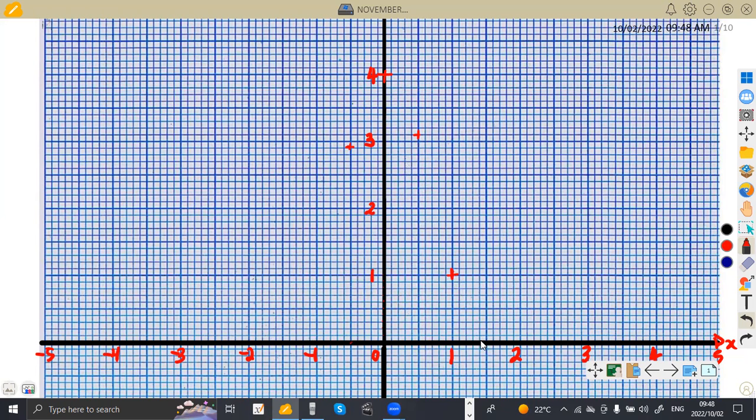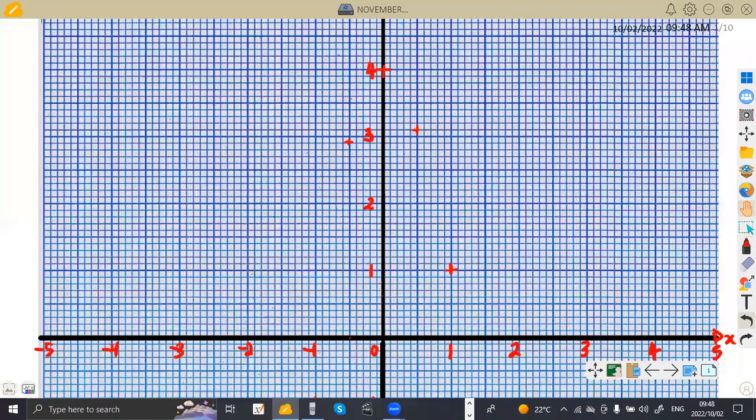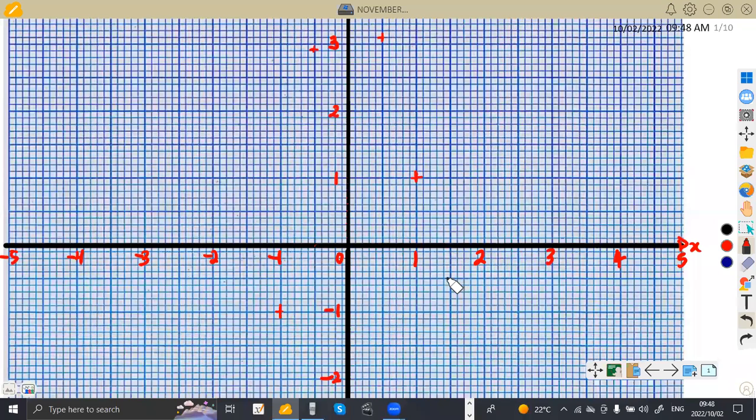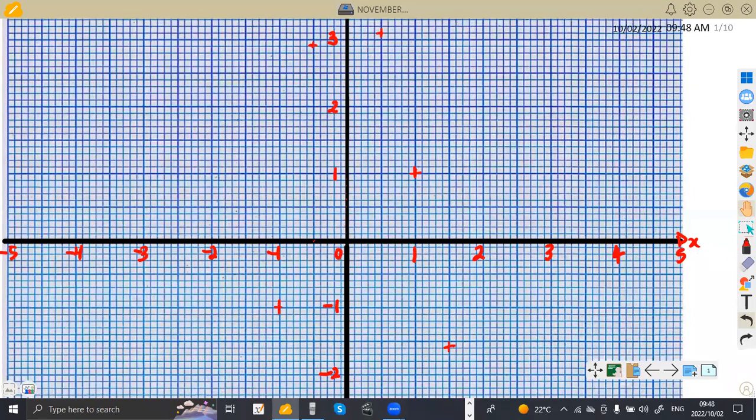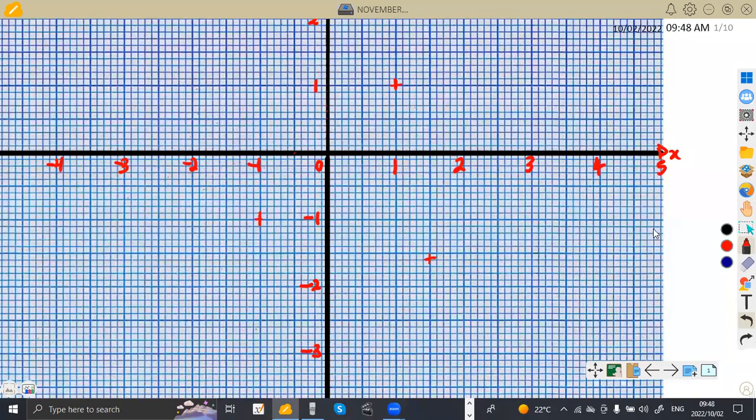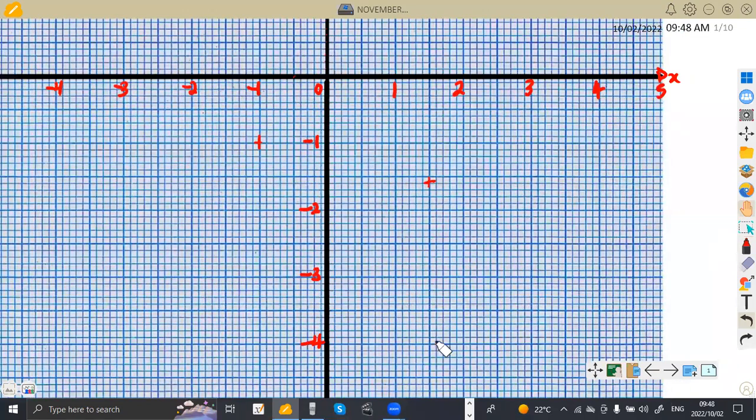The other one, 1,5 and minus 1,6. 1,5 in between here and minus 1,6. This is minus 1,5, 1,6 here, just one box. All right, 2 and -4. All right, we've got 2 versus -4. Okay, that's down here. That's our 2 and our -4 somewhere here.